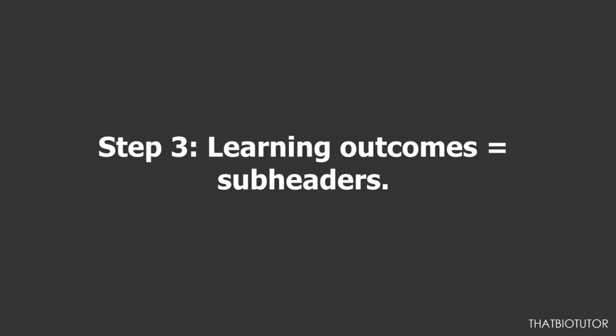Step 3 is now you're going to use the learning outcomes as your subheaders. So you will locate all the important information that answers those learning outcomes, and this will be the content for your notes. This helps you cut through all the noise and only go for the important, crucial information, which is information that answers the learning outcomes.